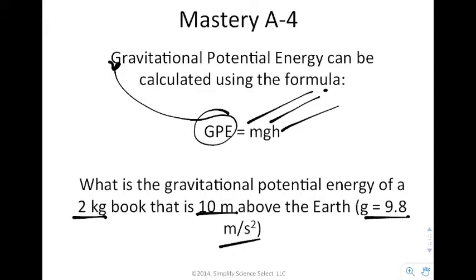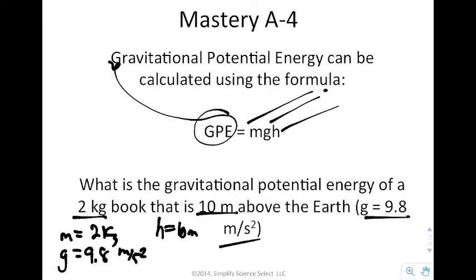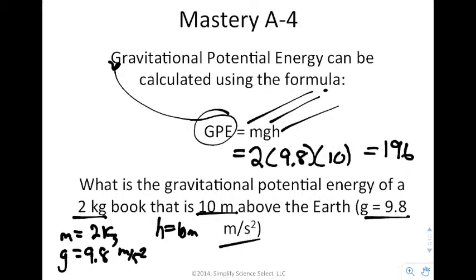So we have mass is equal to 2 kilograms. We have gravity is 9.8 meters per second squared, and we have our height as 10 meters. At that point, we can plug it into the equation that's already written. We can say equals 2 times 9.8 times 10. When you multiply all those things out, you end up getting something on the order of 196, and then our unit is the joule.